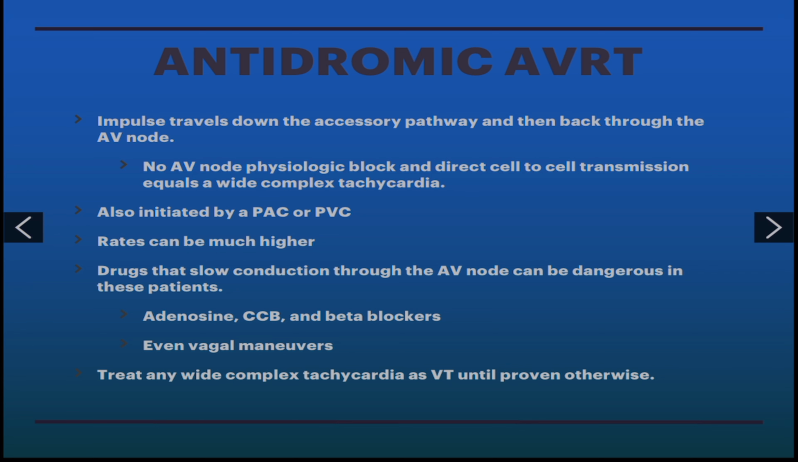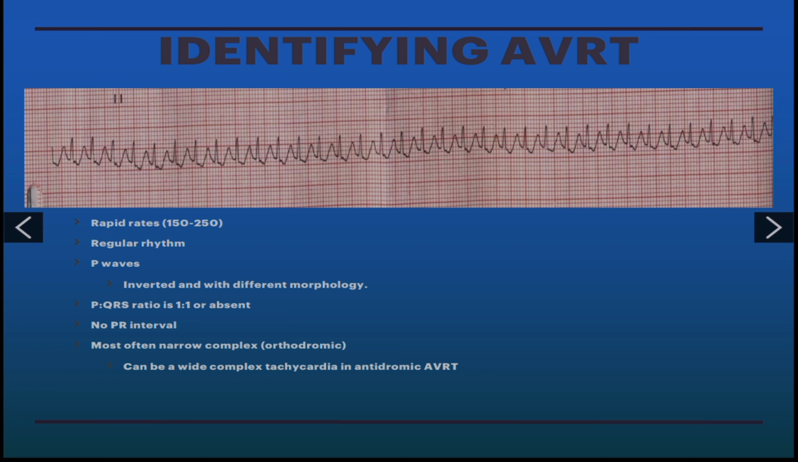And the presence of the delta wave in Wolff-Parkinson-White syndrome gives rise to wide complex tachycardias that can be difficult to identify and manage in the field, mainly because in a wide complex tachycardia, such as this, like a reentry tachycardia, medications that slow conduction through the AV node can be dangerous. So let's look at an example.